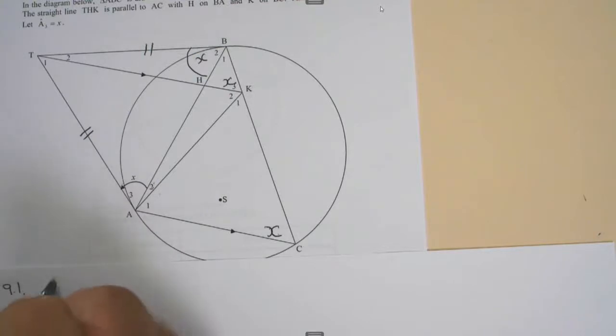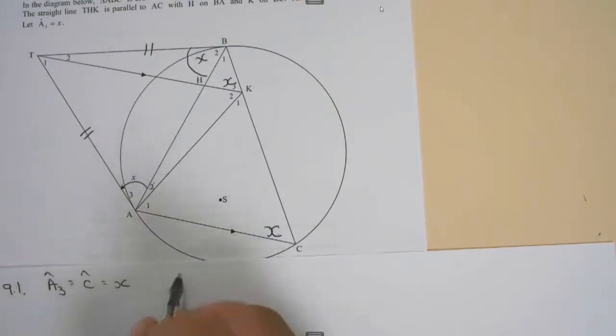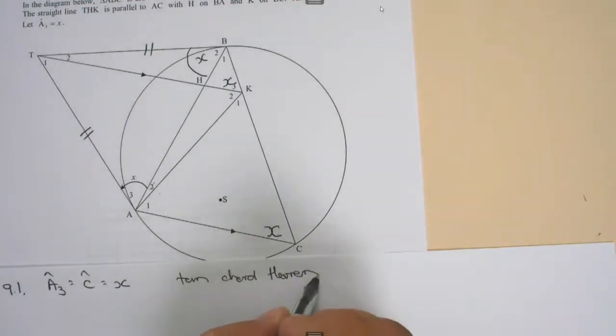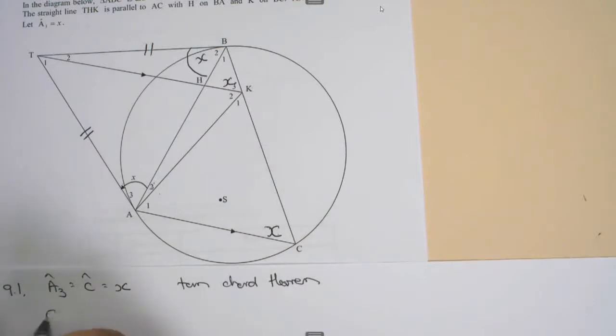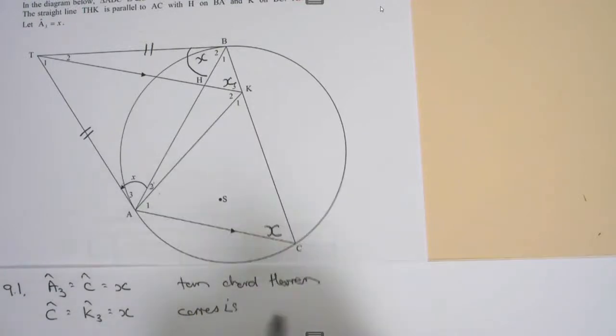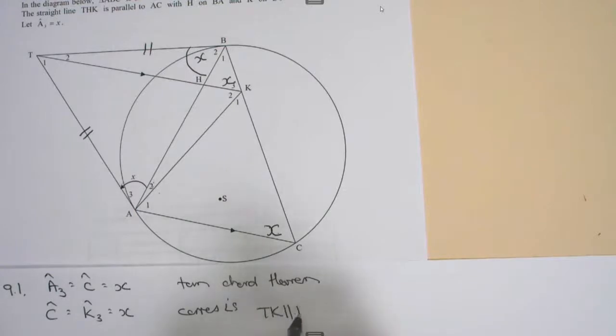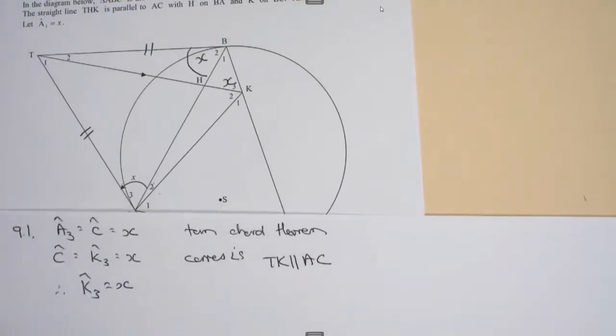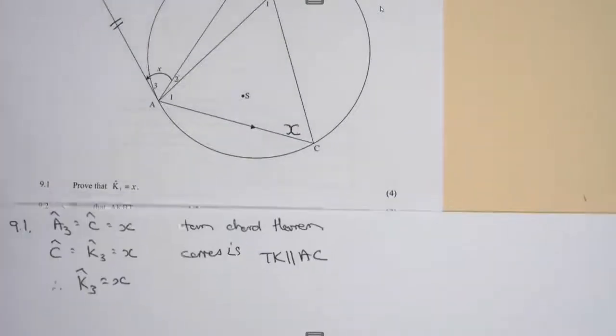we can say that angle A3 is equal to angle C, which is equal to angle X, tan chord theorem. And we can say that angle C is equal to angle K3, which is equal to X, and that there is corresponding angles because TK is parallel to AC, and therefore angle K3 is equal to X. Right. And that's what they want. They want K3 equal to X. The next question.